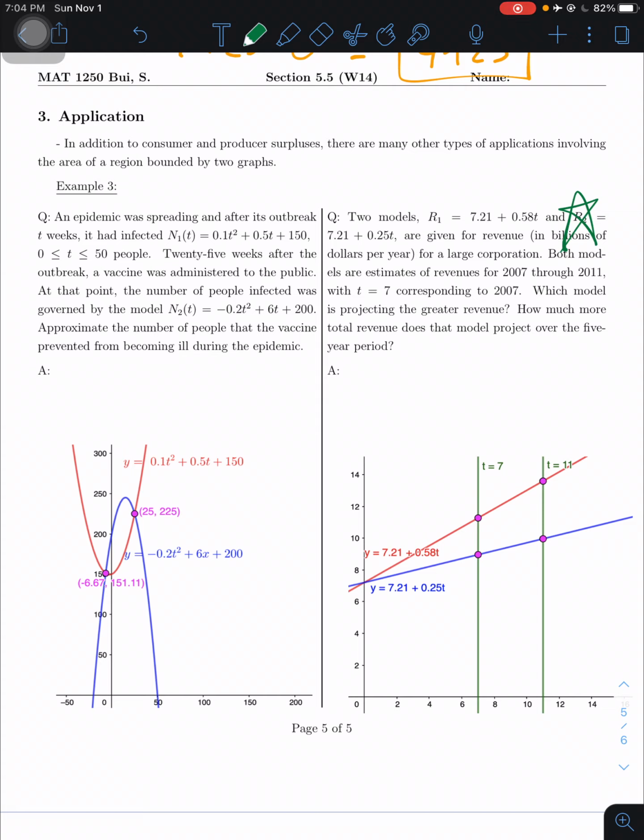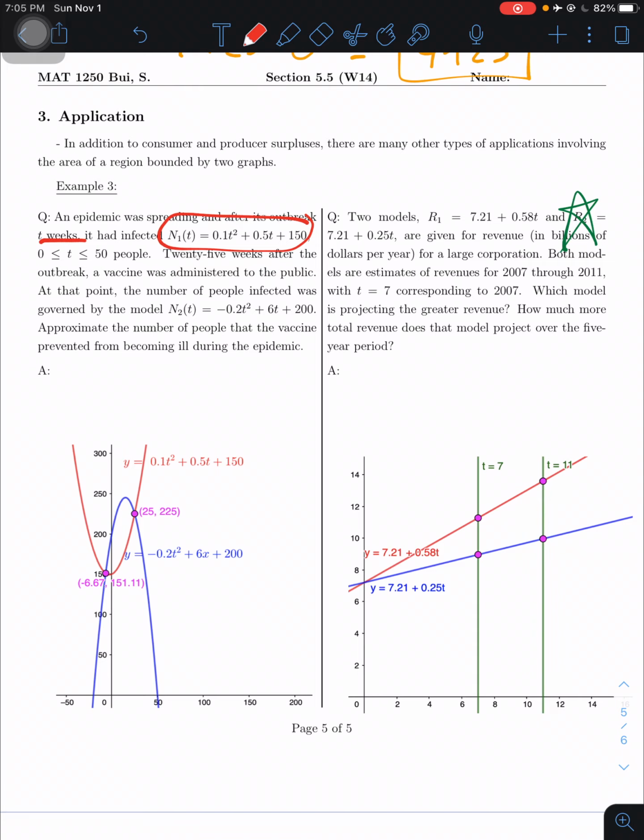An epidemic was spreading, and after its outbreak, say 2 weeks, or 10 weeks after the spread, it had infected this amount of people, measured by this function right here. Let me circle that function in here. What t in here is between 0 and 50, and 25 weeks after the outbreak. Okay, let me just calculate it really quick.